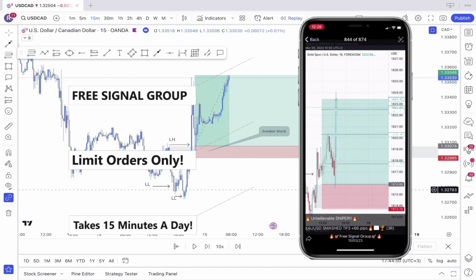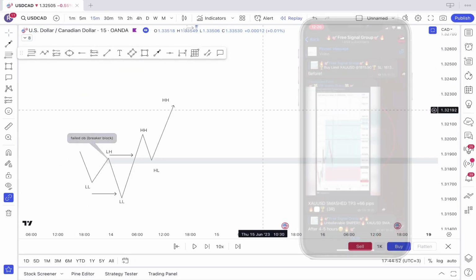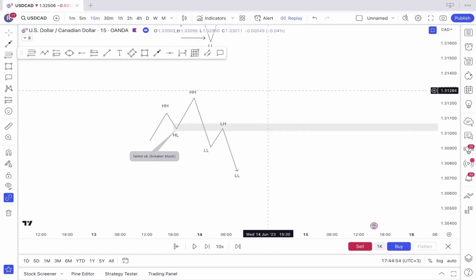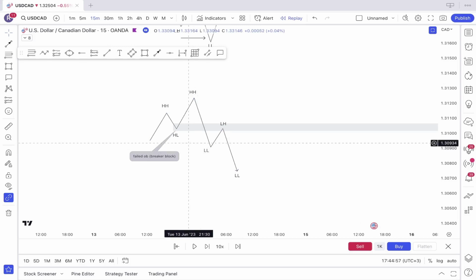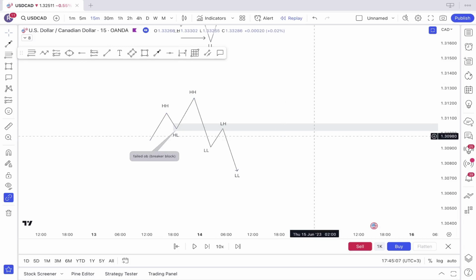So let's get into the second example. This one is a bullish breaker block. Okay, because essentially this is a bullish order block that failed. Okay, or a demand level that failed.